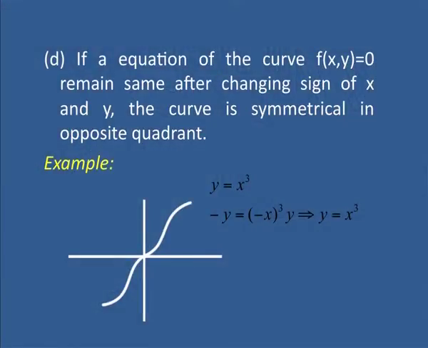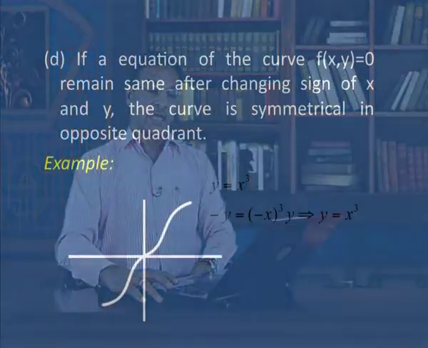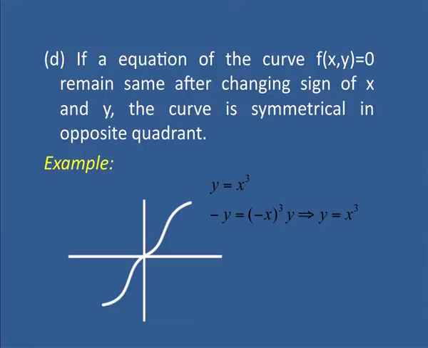If the equation of the curve f x y is equal to 0 remains the same after changing the sign of x and y, the curve is said to be symmetrical in opposite quadrants. That is, if it has a curve in the first quadrant, the same will be in the third quadrant, as shown in the picture. And the example y is equal to x cube, if we change the sign, again we find y is equal to x cube.